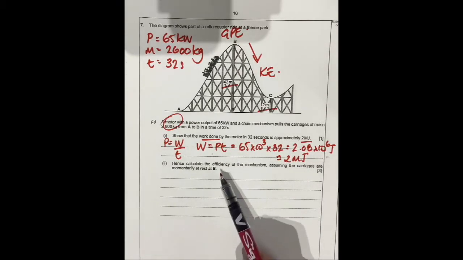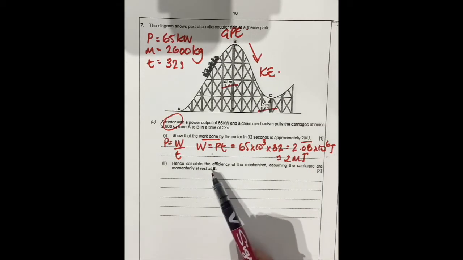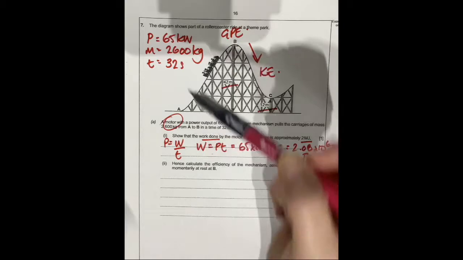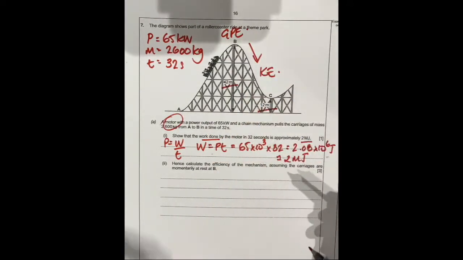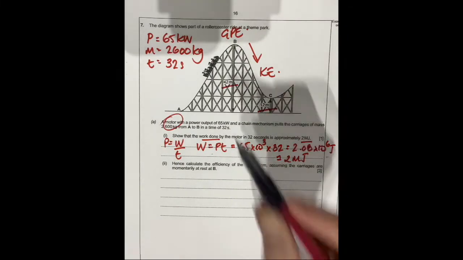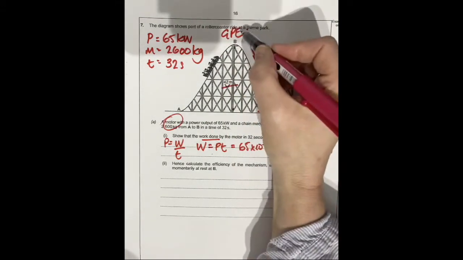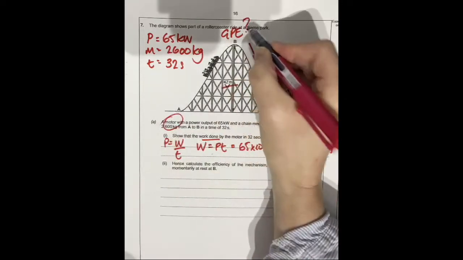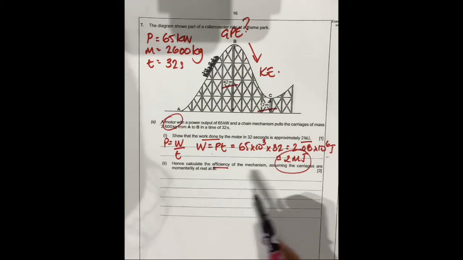Now it says calculate the efficiency of the mechanism, assuming the carriages are momentarily at rest. So what we're assuming now is that the energy transferred by the motor, or the work done by the motor, all those joules, those 2 megajoules, are all going to be turned into GPE. Well, let's see. If they are, it's 100% efficient. If there's some energy lost, well, we can calculate that efficiency.